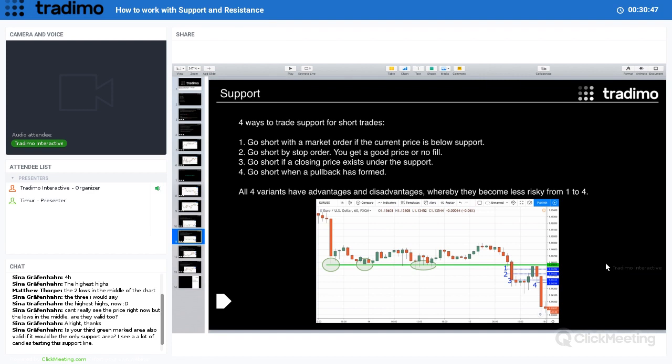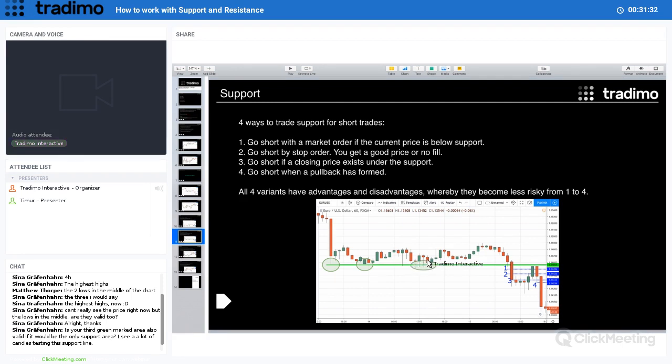Okay, I see. Is your third green marked area also valid if it would be the only support area? I see a lot of candles testing this support line. Yes, it is. So you can say one candle is enough, or here in this case it's two or three candles, or here one, two, three, four, five. This happens very rarely, to be honest, but it happens sometimes. And this was just to highlight the area of testing the support level. You don't have to draw this ellipse here. This was just for explanation reasons. But yeah, you're right.